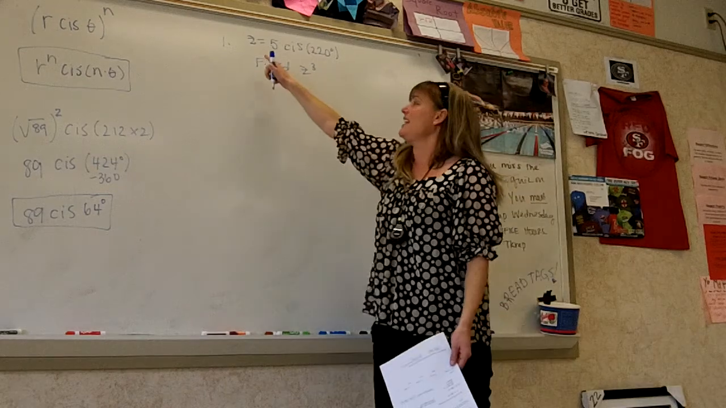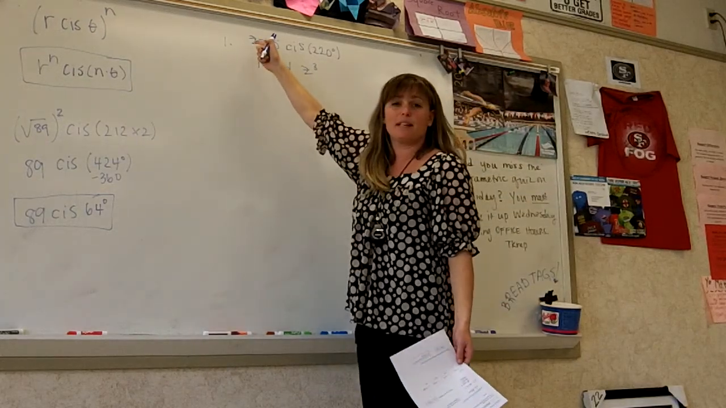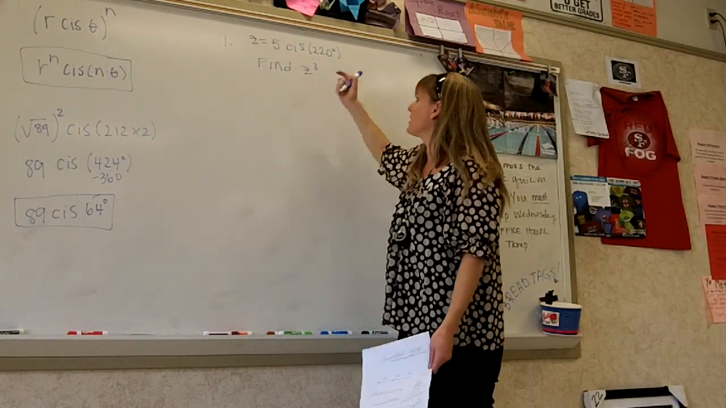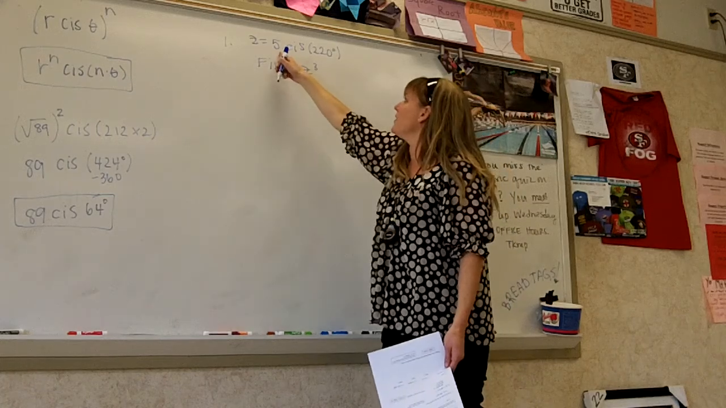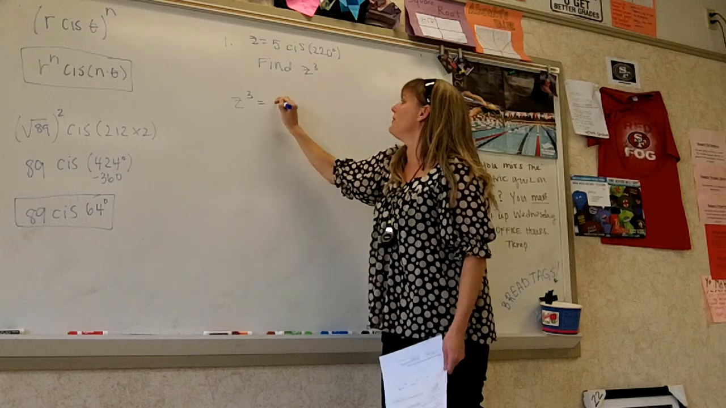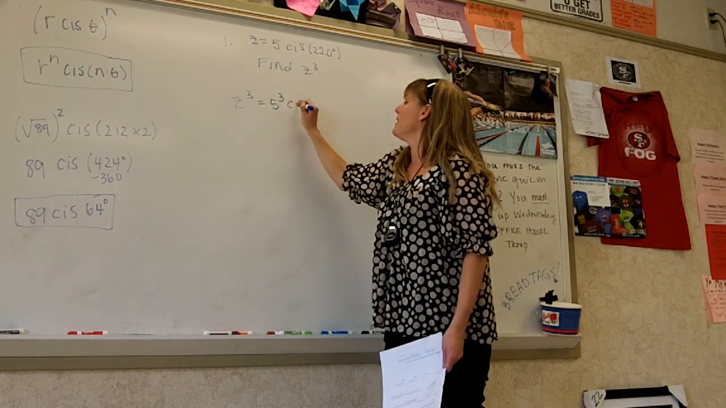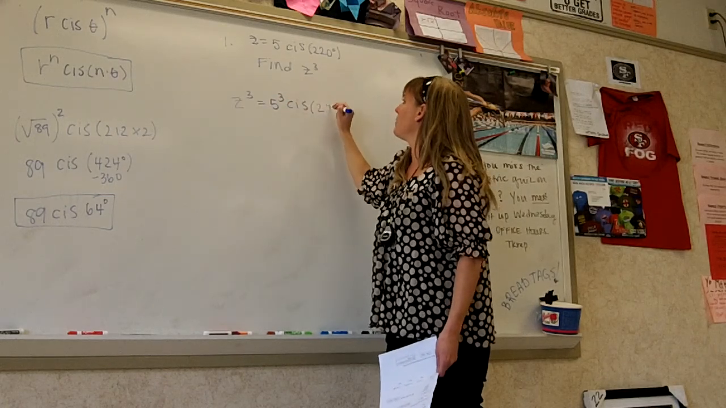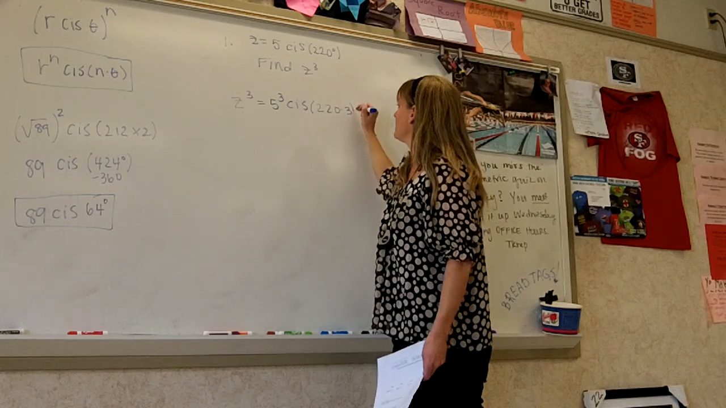So z, remember, we use to write some complex numbers. Z usually represents a complex number. So all I have to do is cube the 5. So z cubed would be equal to 5 cubed cis of 220 times 3.